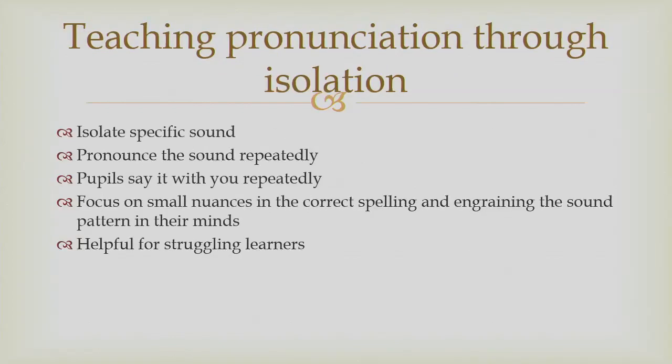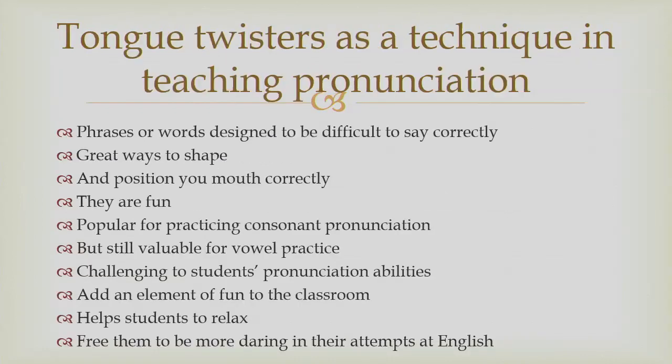Then isolation. Here we isolate a particular sound. The people say it with you repeatedly. You focus on small nuances, for example, the correct spelling, ingraining the sound patterns in their minds. This is very helpful for struggling learners. Tongue twisters. These are phrases or words designed to be difficult to say correctly. So it's about shaping your mouth, positioning your mouth correctly. They are fun also. So this is one way of learning pronunciation.